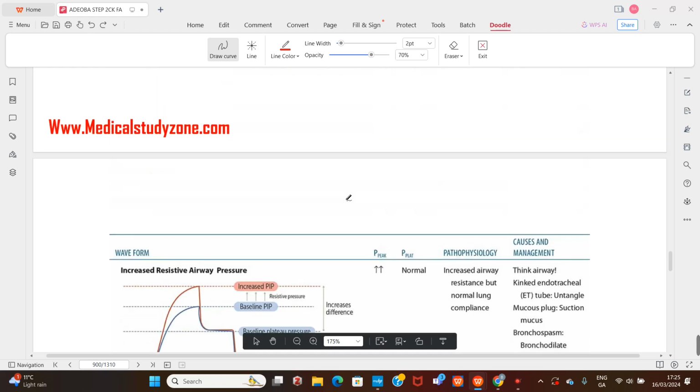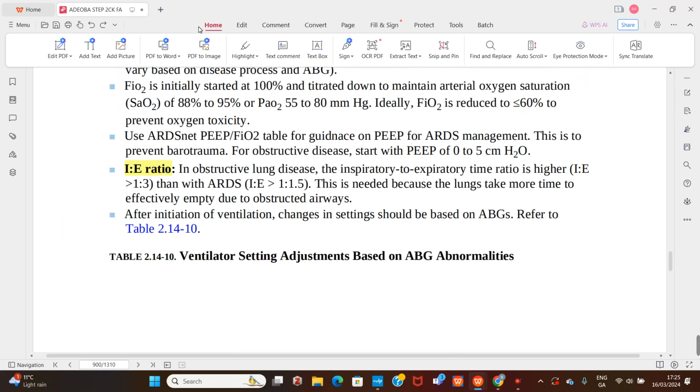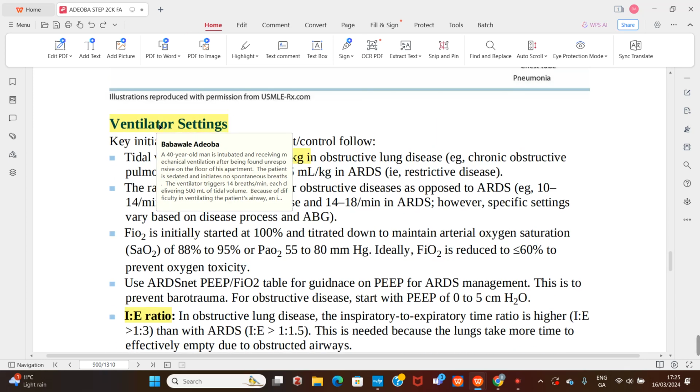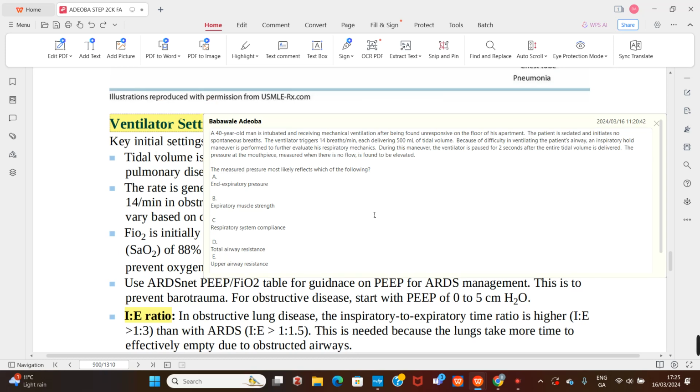And let me quickly look at the question, so that we'll be sure that we understand. Dr. Babawale, when you were talking about the first one, I think that's the increased resistive airway pressure. Yes, the one where you have the high peak pressure, and then you have the normal, what do you call it now, the plateau pressure.